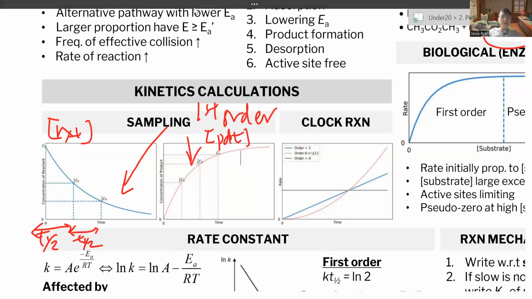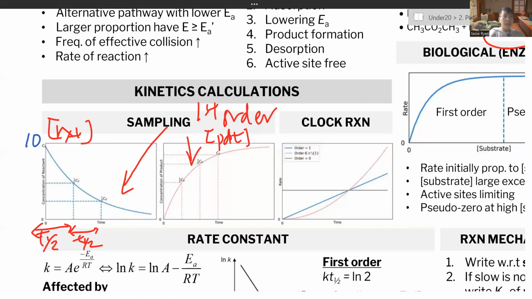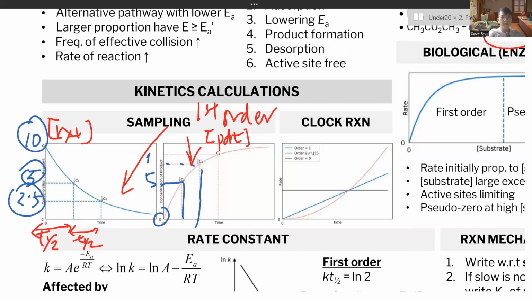So if I start off with, say, a concentration of 10, then I will measure the time taken for it to go to 5, and then the time taken for it to go to 2.5. If it's a first order reaction, they should be consistent. If I look at the products, it is the inverse. When the reactant is 10, the product is 0. When it is 5, it is 5. When this is 2.5, this is 7.5. So that's how we can go about thinking about it.